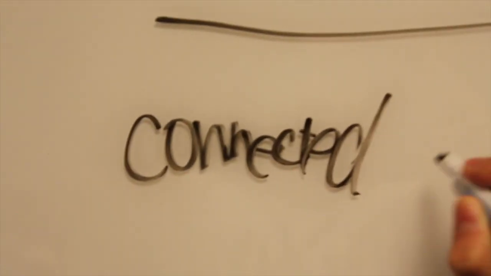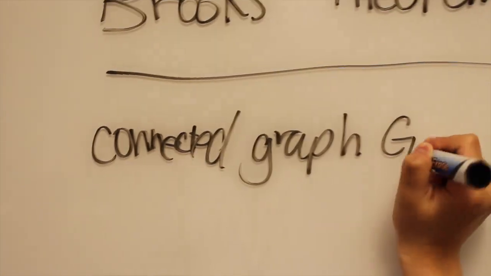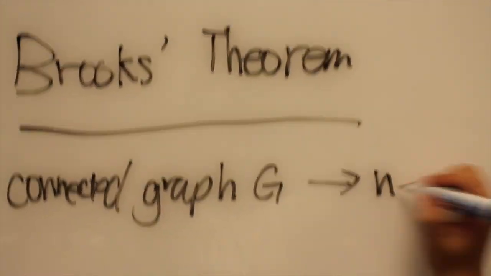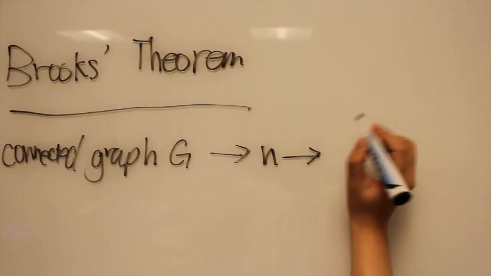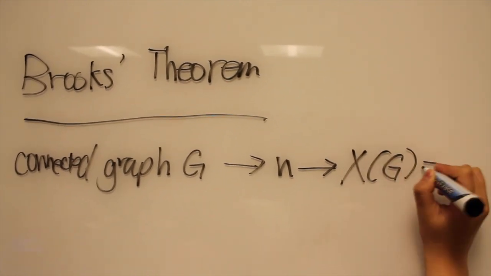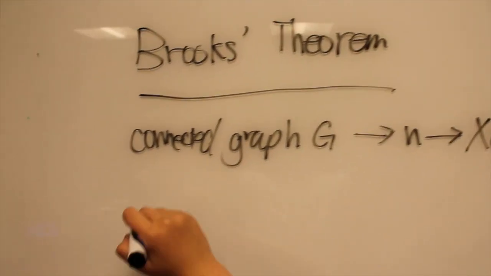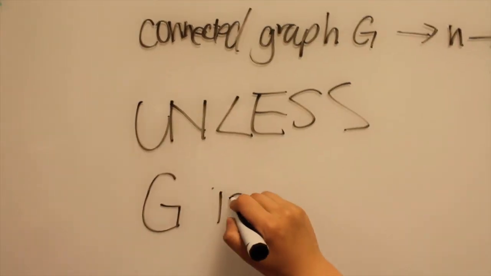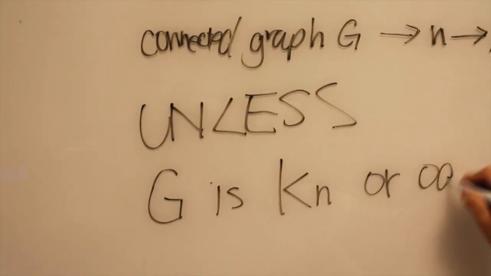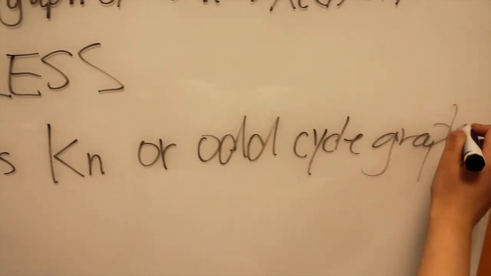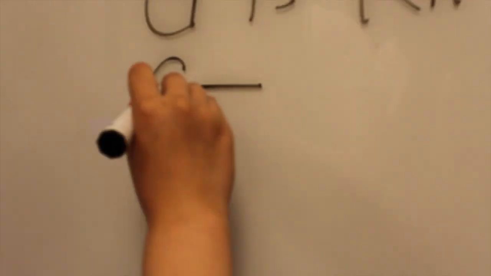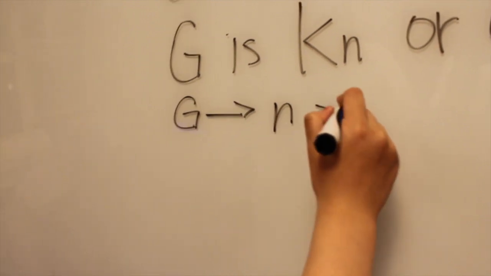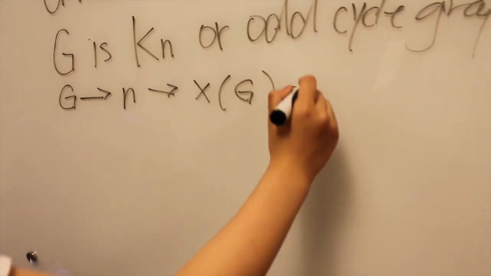So the Brooks theorem states that for any connected undirected graph G with a maximum degree number n, the chromatic number of G is at most n. However, there's a little plot twist to this theorem: when the graph G is a complete graph or an odd-cycle graph, the chromatic number then becomes n plus 1.